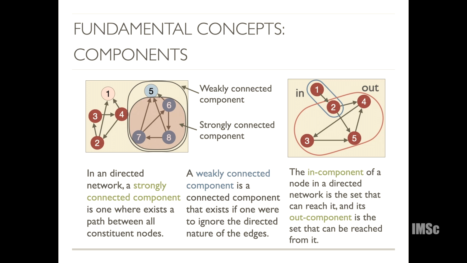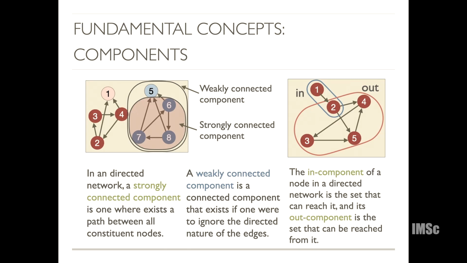So basically here 5, 6, 7, 8 form a weakly connected component, but 6, 7, and 8 are the only ones that form a strongly connected component, and similarly 2, 3, and 4 as well. So in a strongly connected component, there exists a path between all these constituent nodes. So that's the main difference. But apart from that, it's the same idea as for the case of an undirected network.